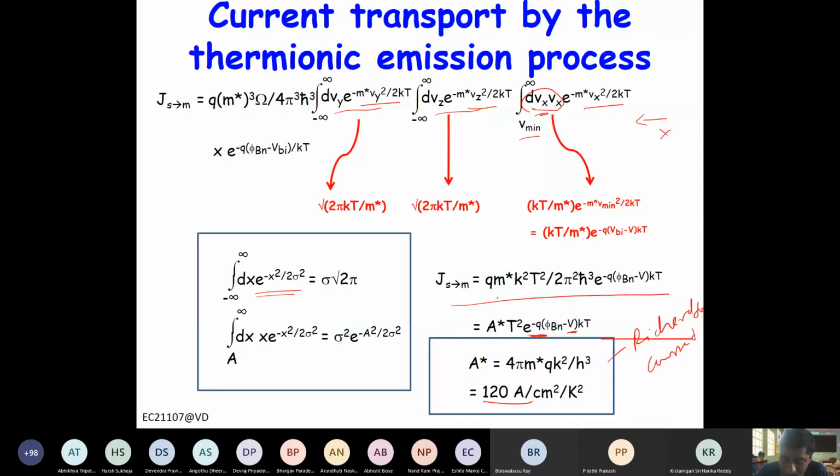And the rest are basically just constants, right? Planck constant, reduced Planck constant h bar, m is the effective mass, q is the charge, right? And there is another term you might be interested to know. There's a factor called root kT by 2 pi m. This is called Richardson velocity.